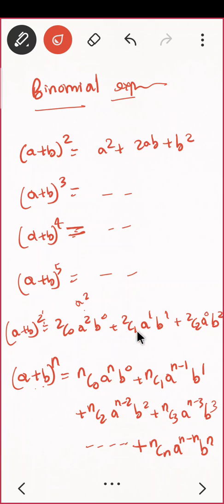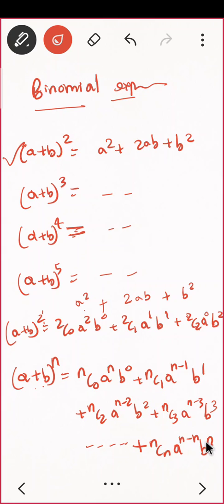And what about 2C1? 2. So it will be 2ab. And what about 2C2? 1. So that is b square. Do you see? We have verified that the formula we gave is working. Yes, if you have a plus b power n, then this is the formula.